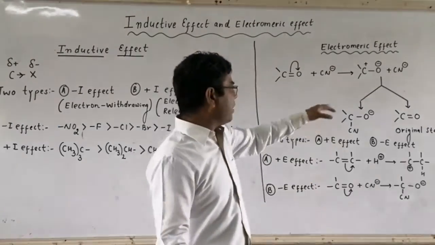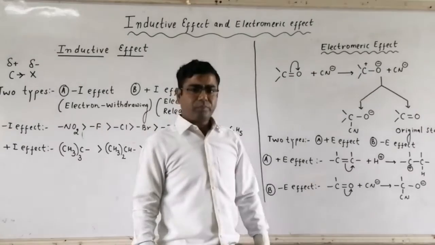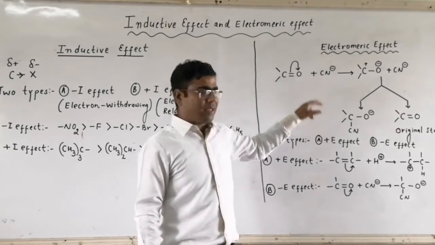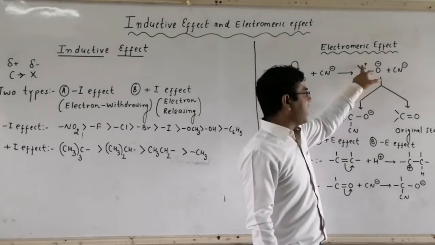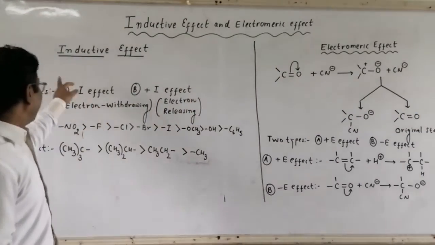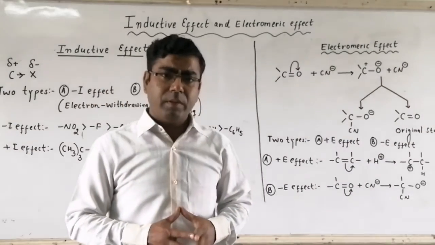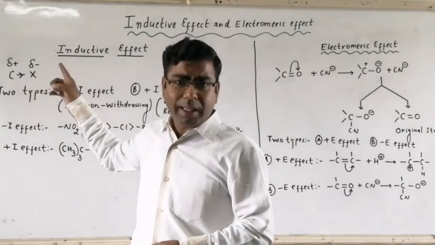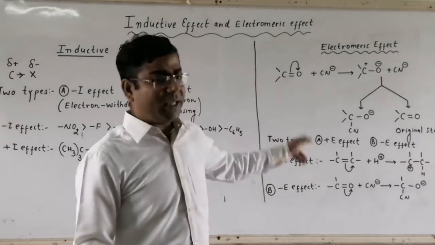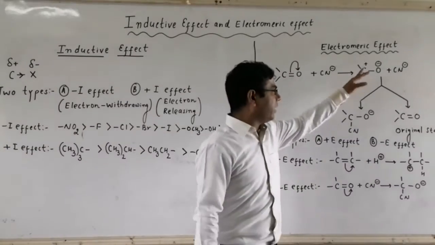So what will happen in presence of CN minus, the attacking reagent? The pi electrons will be completely transferred towards the more electronegative oxygen atom. As a result, carbon will develop plus charge and O will develop minus charge. In inductive effect we have delta plus and delta minus, partial positive and partial negative, because the electronic displacement is not complete, but here the electronic displacement is complete. That's why we are getting complete positive and complete negative.